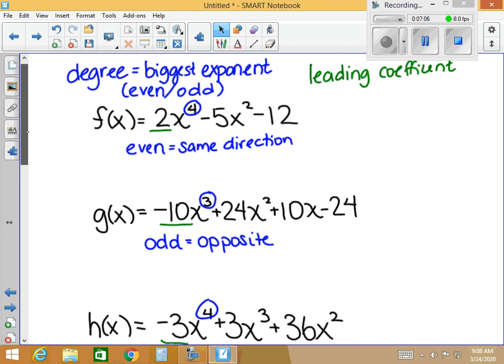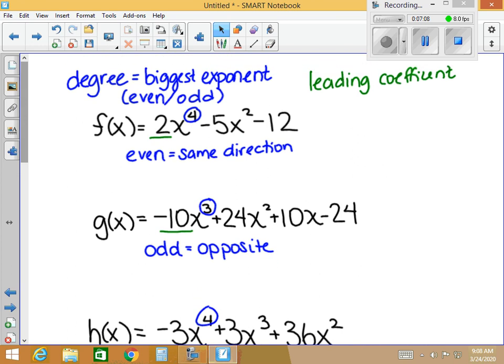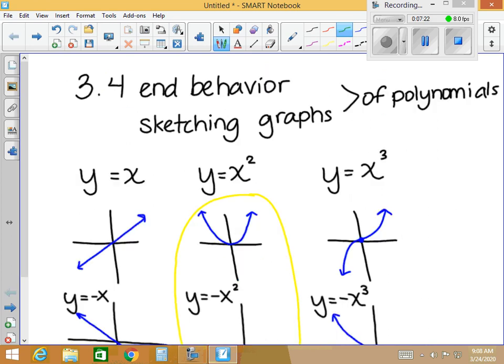When we said the leading coefficient is also useful to us, for the leading coefficient we are worried about whether that coefficient is a positive number or a negative number. Okay, a positive number or a negative number.